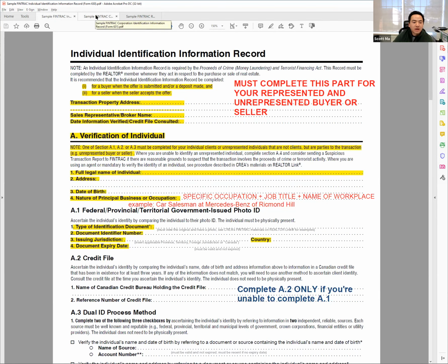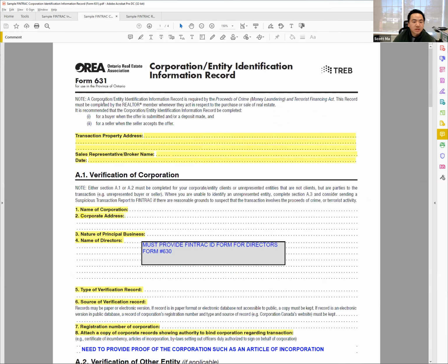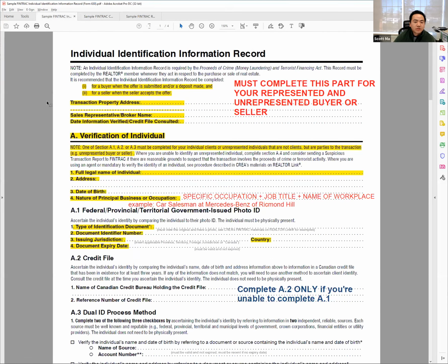I know we're scheduled for half an hour, but I want to cover this, give you all the basic information you need and leave some time for questions. So the individual ID form, that's form 630. We have it on our agent portal and in your web form transaction templates.